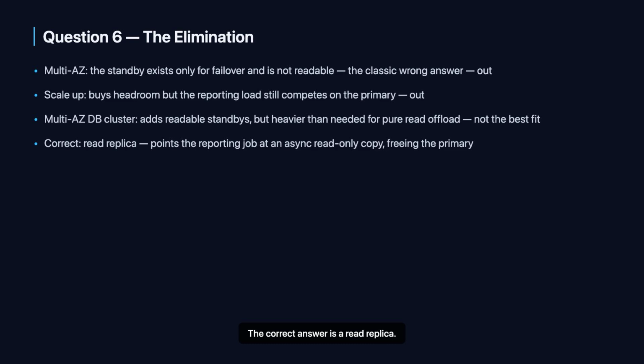The correct answer is a read replica. Point the reporting job at an asynchronous read-only copy, and the primary is freed. Reduce read load, choose a replica. Survive an AZ failure, choose multi-AZ. 2 different dials.